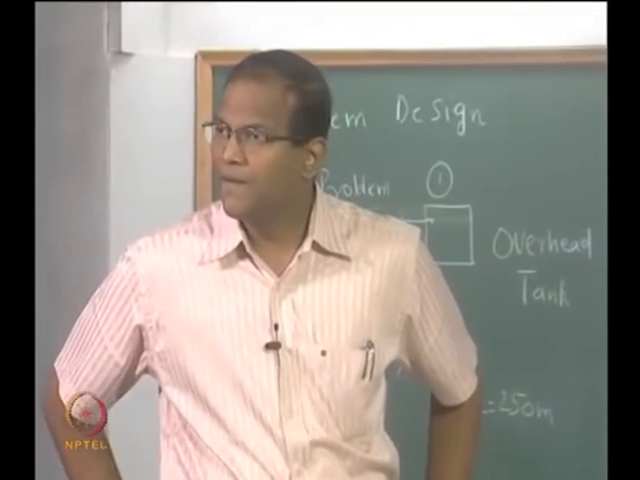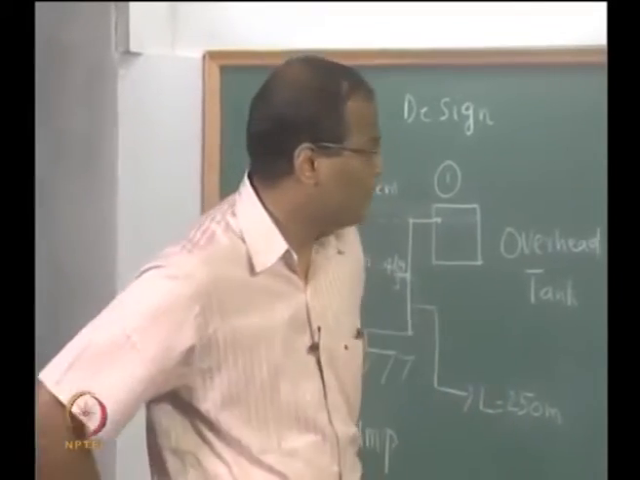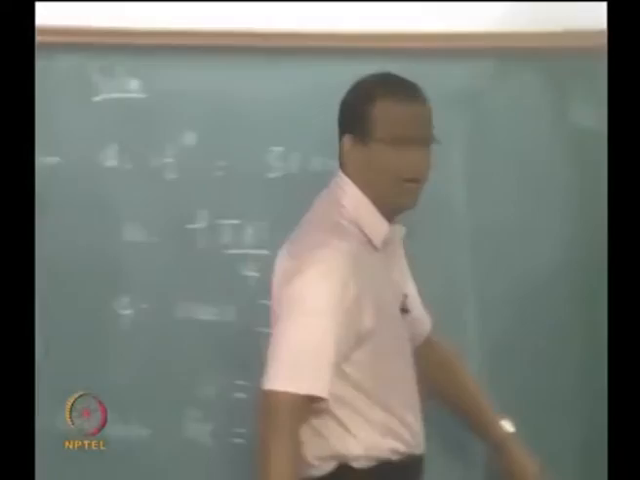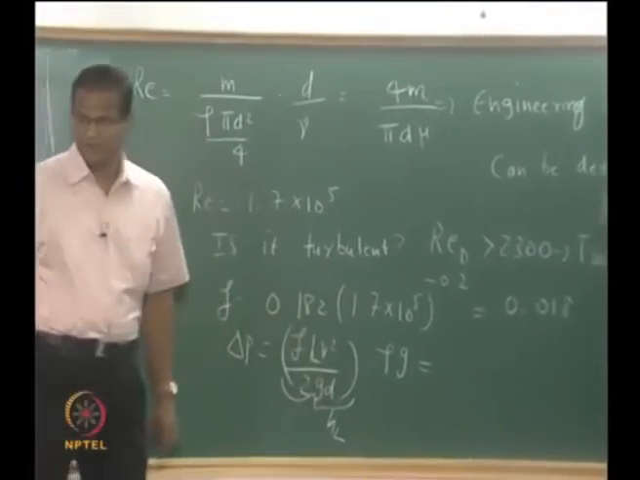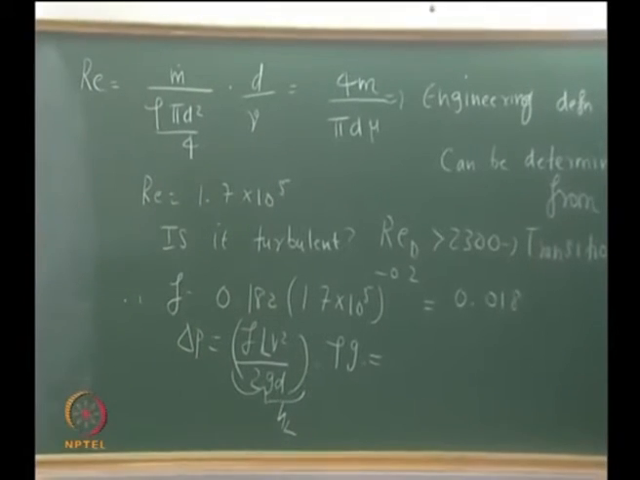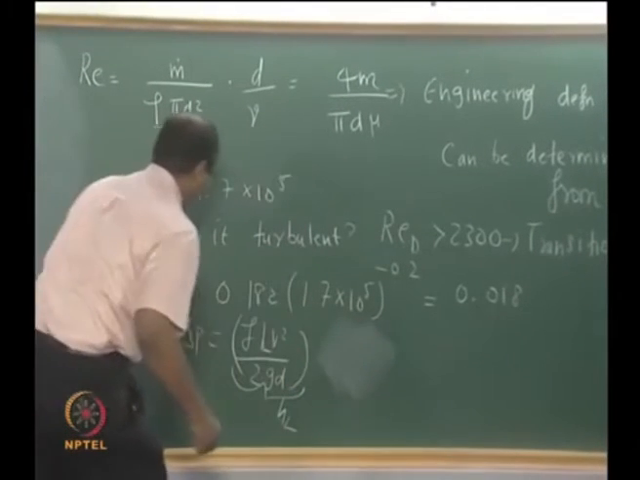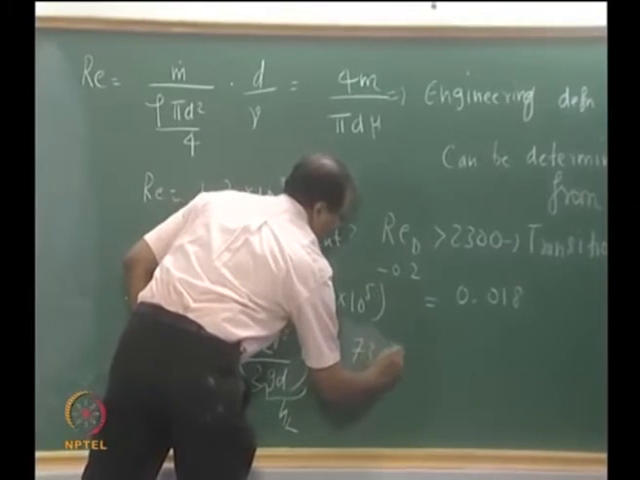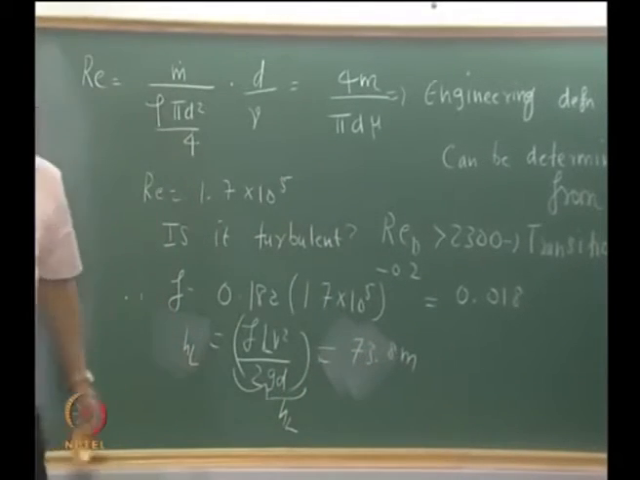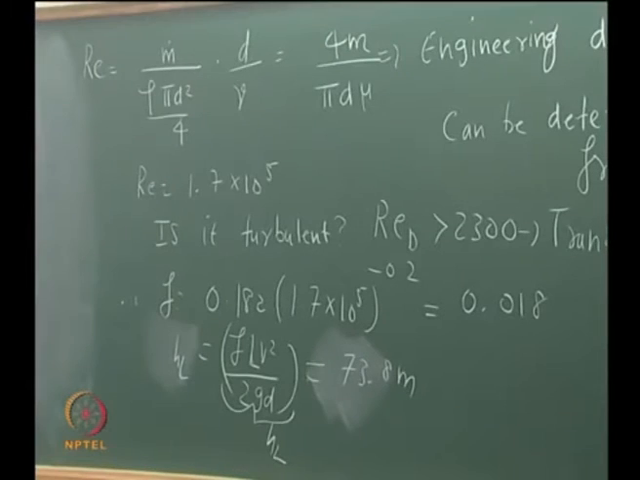73.8 what? It cannot be meters. This is meters. Huh? This is 73.8. Head loss is 73 point. Is it fine? Okay. Now, I will erase this portion of the board.